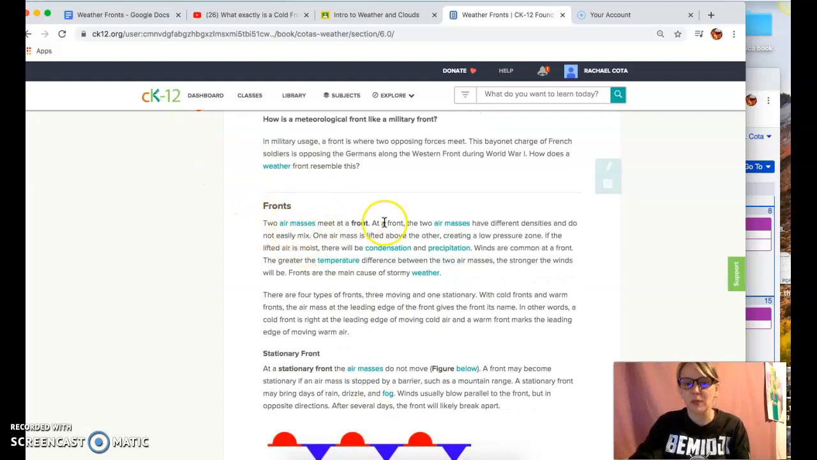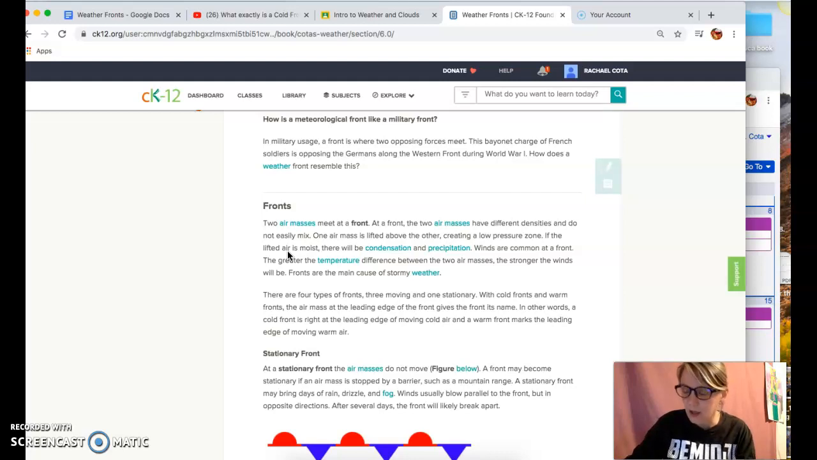Two air masses meet at a front. At a front, the two air masses have different densities and do not easily mix, kind of like oil and water. One air mass is lifted above the other, creating a low pressure zone. Okay, we're going to talk more about pressure on Thursday. Don't let that confuse you too much. If the lifted air is moist, which warm air holds moisture, then there will be condensation and precipitation.